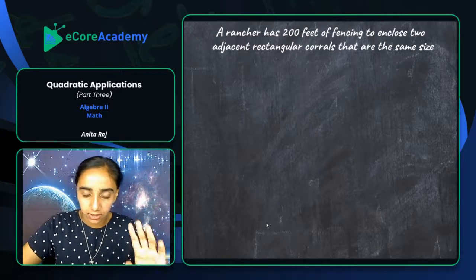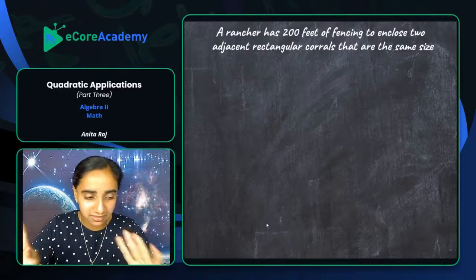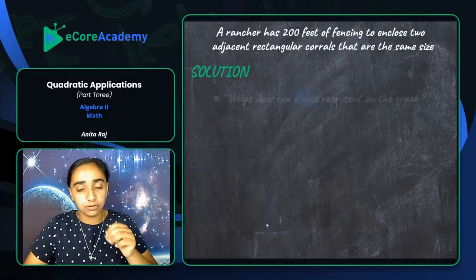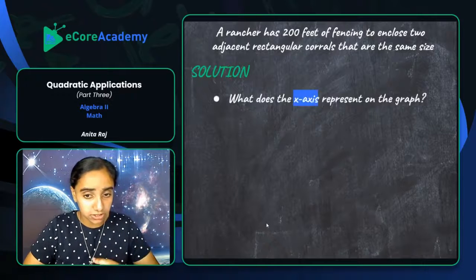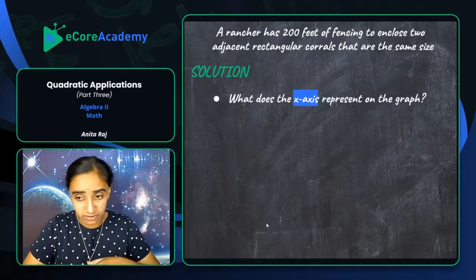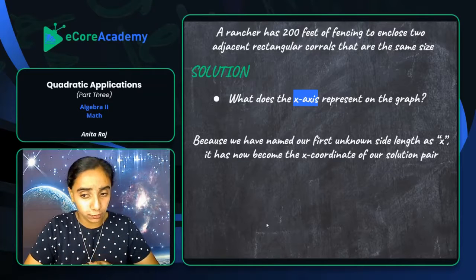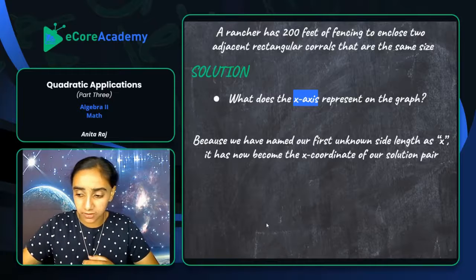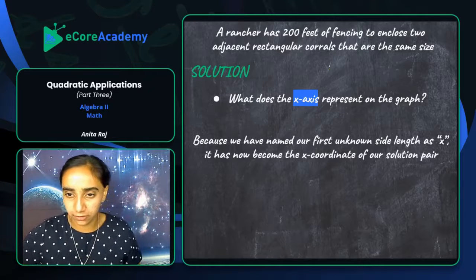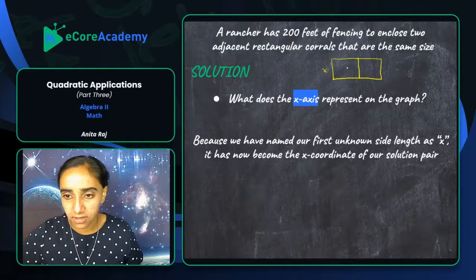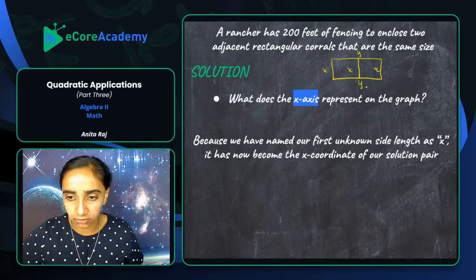Again, the topic's at the top of the screen. So now let's look at this second question. What does the x-axis represent on the graph? Okay, so because we have named our first unknown side length as x, remember the diagram here. I'll draw it up here for you very quickly. This is our long rectangle split into two rectangular corrals. Here is x, here is x, here is x, here is y, and here is y.